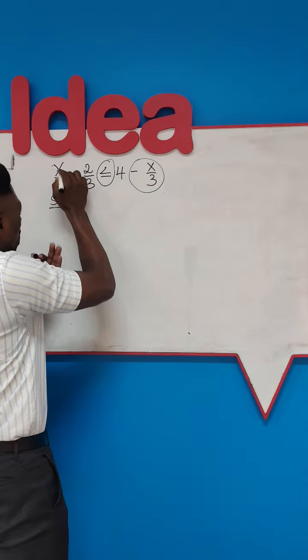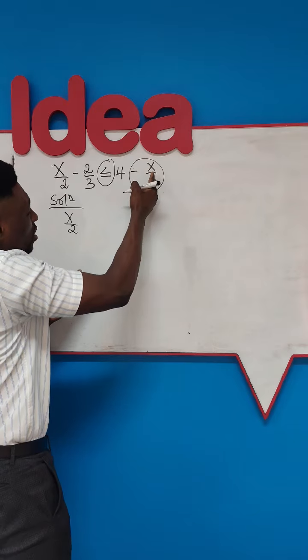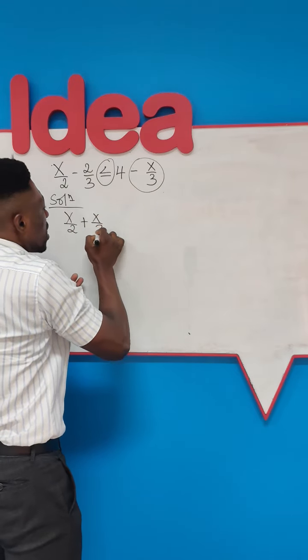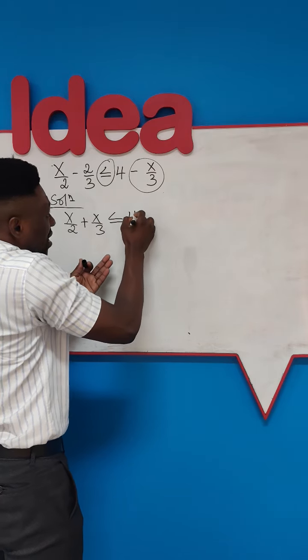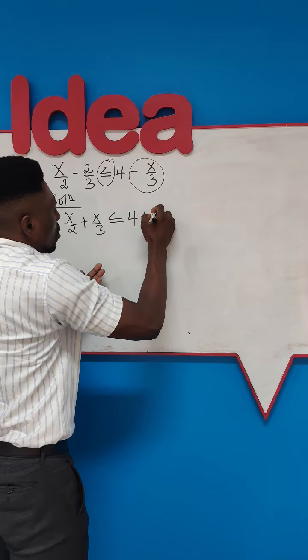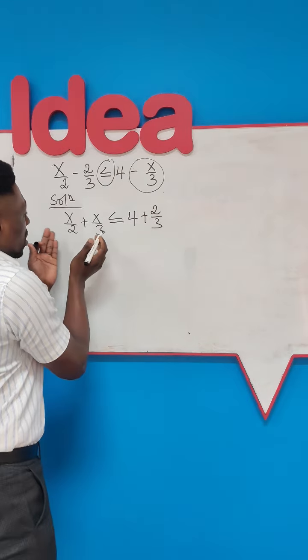All right, so here I have x/2. Now there is negative x/3 which comes to meet it and it becomes positive x/3. Now there is the less than or equal to sign again, 4, which existed on the right side, and now this coming to meet it makes it 2/3. Now the terms are already together.